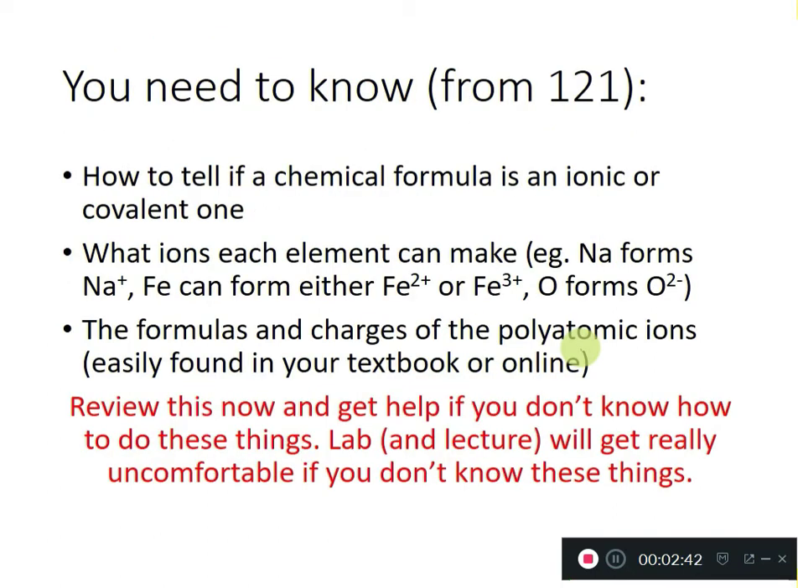Also, don't forget from 121, you need to be able to tell if a chemical formula is ionic or covalent. You probably also should start remembering what ions each element can make. So for instance, iron can make +2 or +3 ions, silver can only make +1 ions, sodium can make +1 ions. Those are things that you want to have at your fingertips, so start working on remembering them if you've forgotten. And the polyatomic ions, we want you working on having them at recall, because we're going to be using them a lot. If you've forgotten them from 121, this is a great time to get comfortable with remembering them. They're going to help you a lot if you can recognize them and remember them.